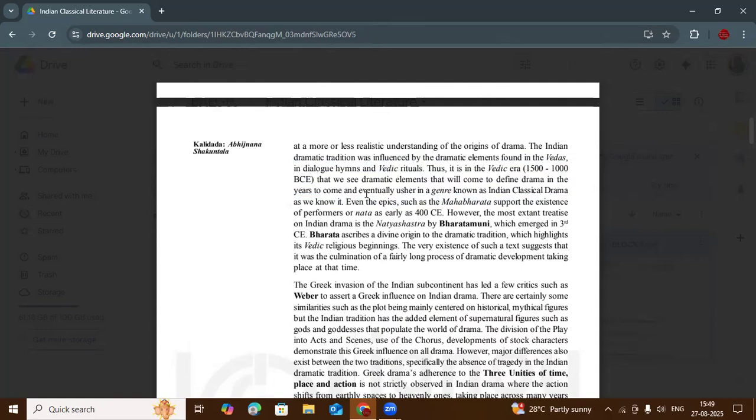We see dramatic elements that will come to define drama in the years to come and eventually usher in a genre known as Indian classical drama as we know it. Over time, these small beginnings in the Vedic period grew into a full genre of literature and performance called Indian classical drama. This includes famous works like Kalidasa's plays Abhignana Shakuntalam, Vikramorvashiyam, etc., and Bhasa's dramas.